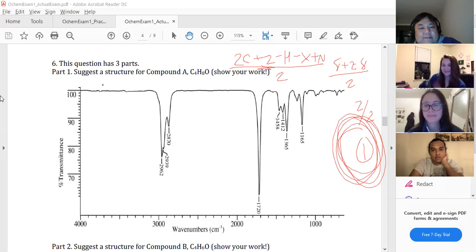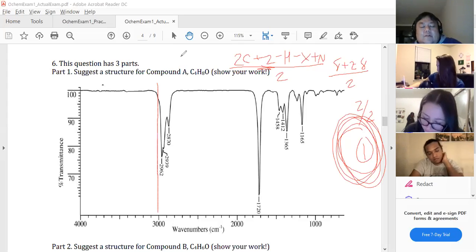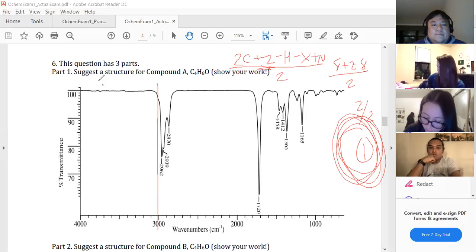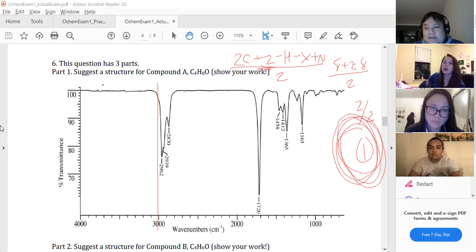Draw a line at 3000. Helps if I turn on my writing tool. So do I have anything to the left of 3000? Nope. So that means that I only have things to the right. What type of bonds are my things if I have less than 3000?